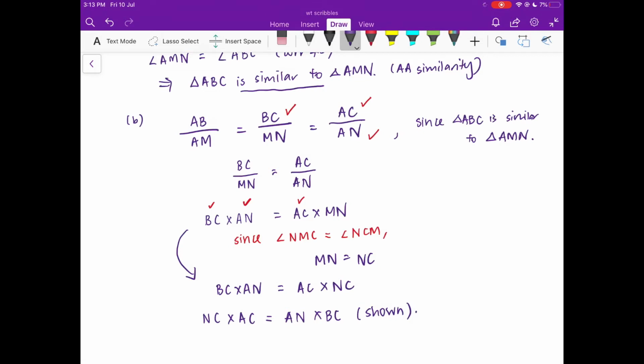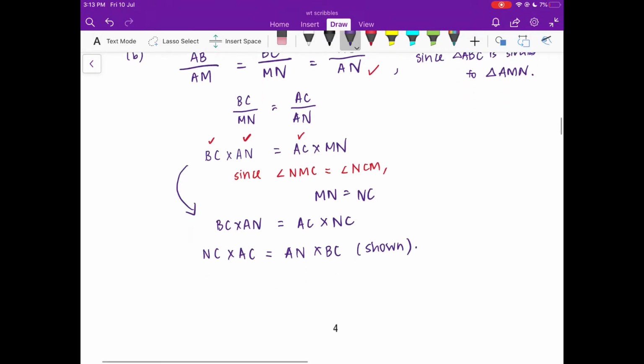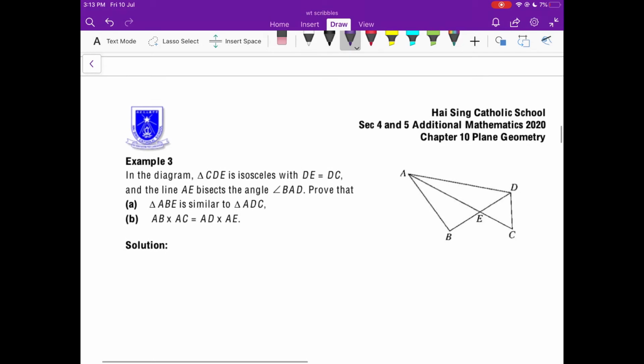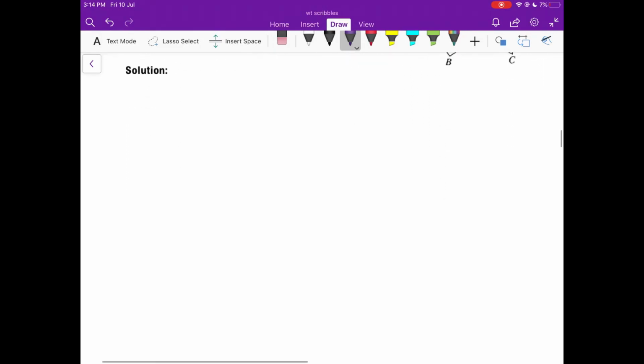Next, please do the next example on your own. It is about the same as example 2. For similar triangles, you might want to use the AA similarity test. And part B is exactly the same. We use the similar triangles and the ratio of their lengths to solve. Do it yourself at your own time. We'll move on to the midpoint theorem.